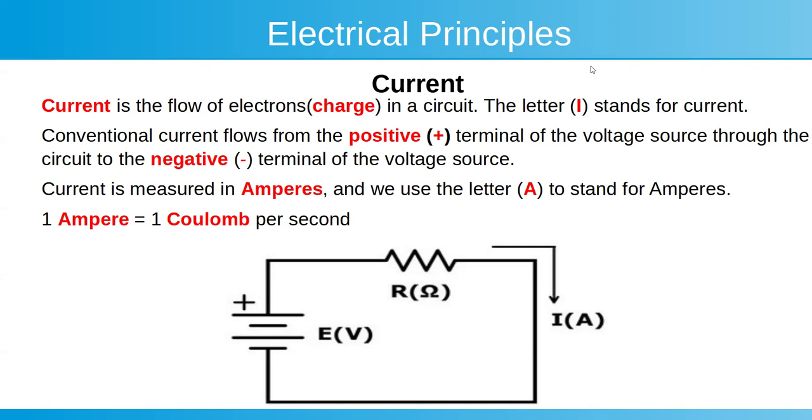Current, okay. That's the flow of electrons, or actually charges, moving from one atom to another in a circuit. It turns out that even though they called it electron flow, which is opposite to conventional current, electrons physically move at 0.01 millimeters per second. That's even hard to see.